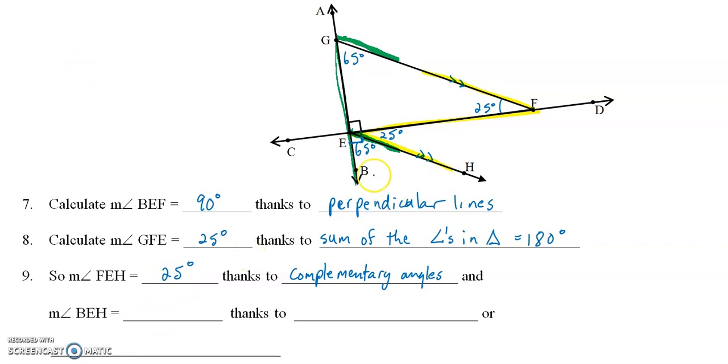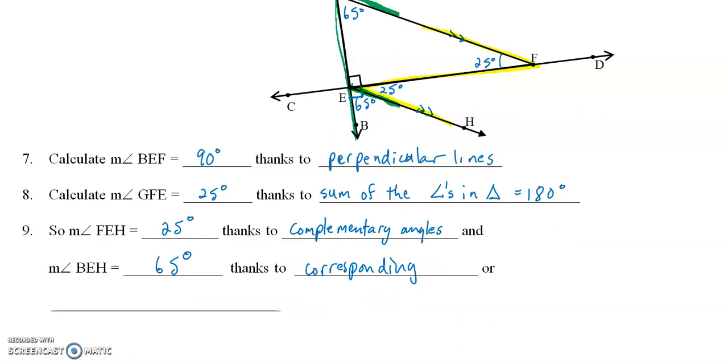And BEH we know is 65 degrees, thanks to, again, complementary angles, or corresponding angles. Let's say the corresponding angles first, which we already spoke about. And the last deal is the complementary.